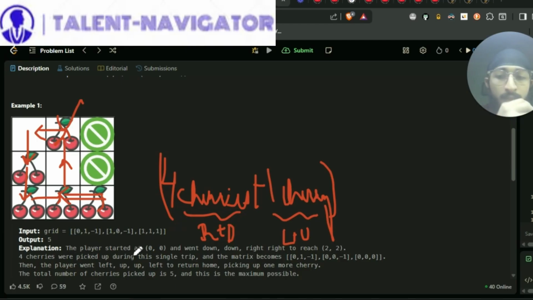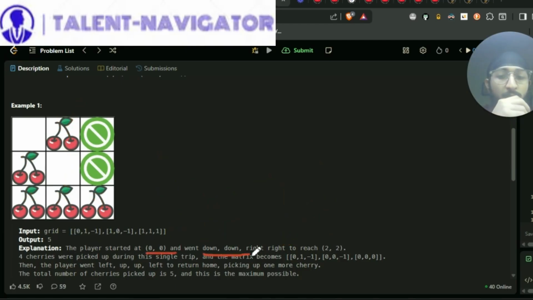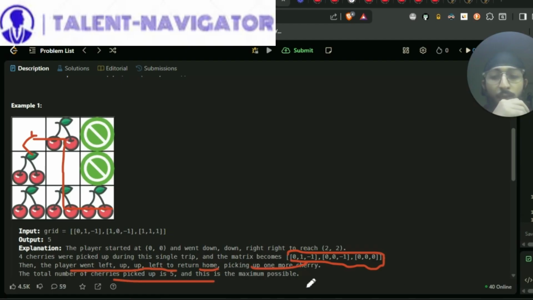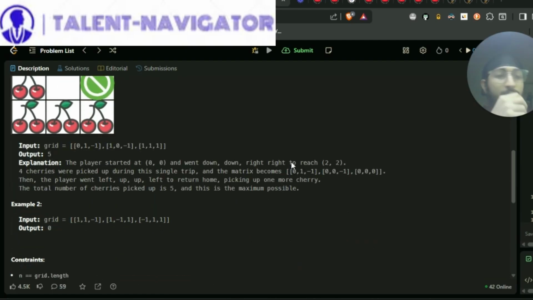So you can go through this as well. The player started at 0, 0 and went down, down, right, right to reach the bottom right, and it collected 4 cherries during this single trip. So now the matrix has changed to this. Then the player went left, up, left to reach home, that is 0, 0, picking up one more cherry, and the total number of cherries that we picked up was 5. That is the maximum possible.